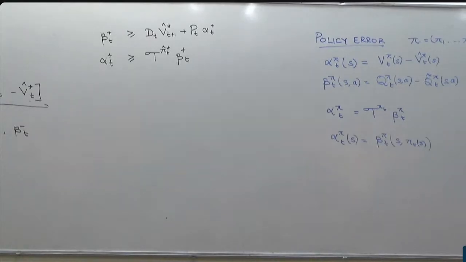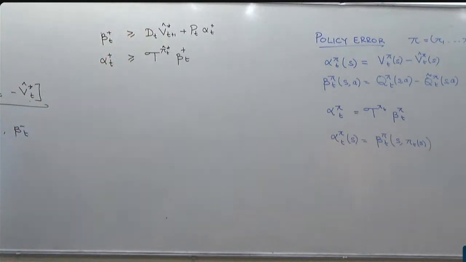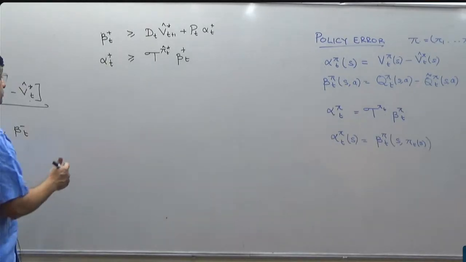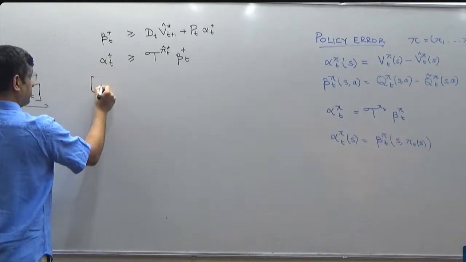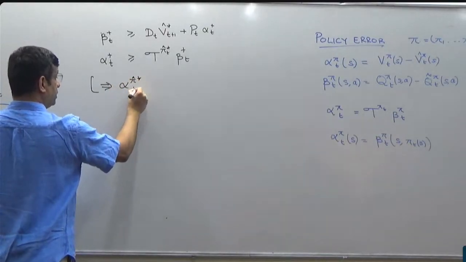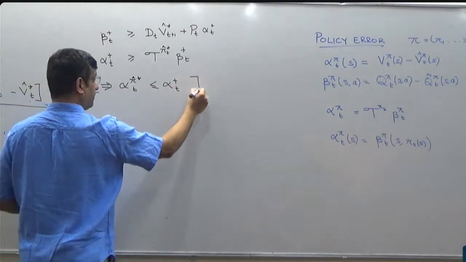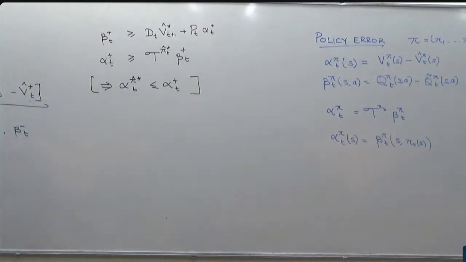If I take upper bounds of this exact expression, these will be upper bounds on alpha pi hat star and beta pi hat star. Okay. So, in particular, this implies that alpha pi hat star t is going to be less than or equal to alpha plus t. Okay. Is this part clear?